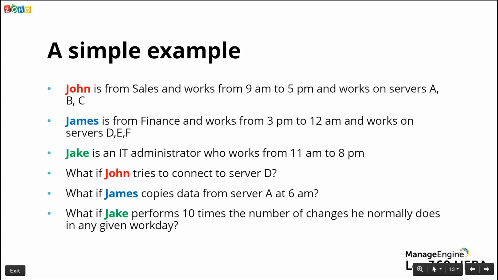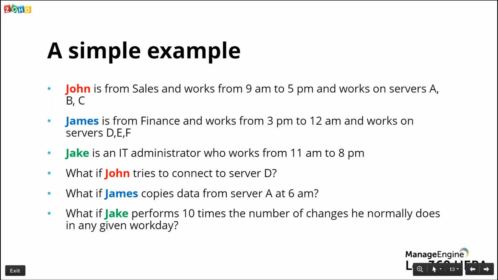Now, what if James copies data from server A at 6 a.m.? You can see that the severity of this anomaly is greater than what John did because James is copying data at 6 a.m., which is not the time James normally works.